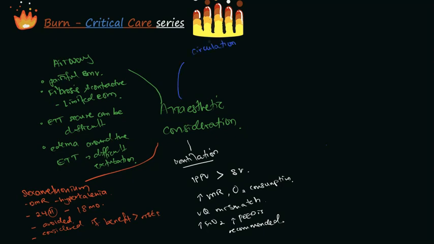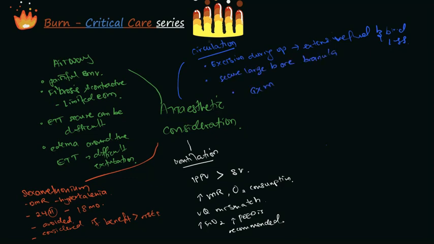As for circulation, we need to be prepared for any catastrophic collapse of the circulatory system. There will be excessive blood loss during excision of eschars. Secure large bore cannulas for easy resuscitation. Group and cross-match adequate blood products.